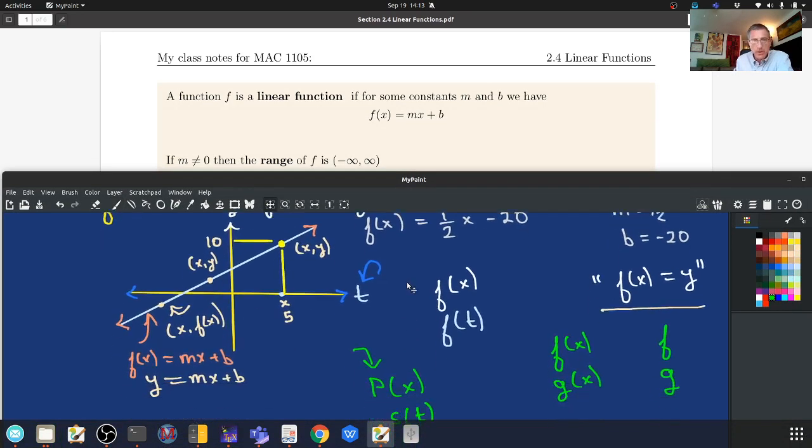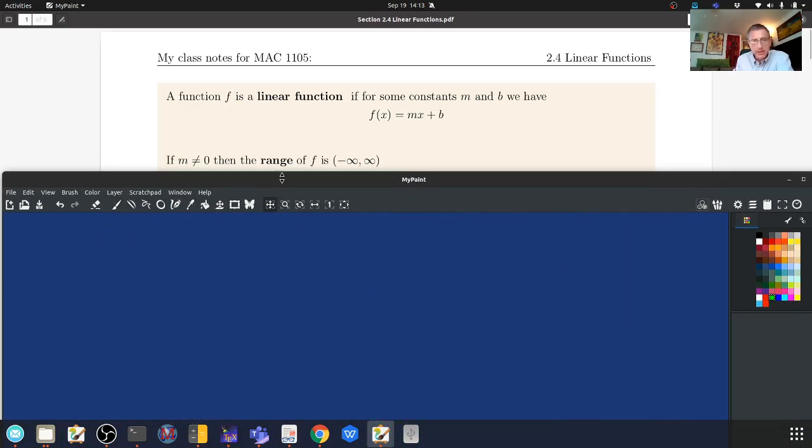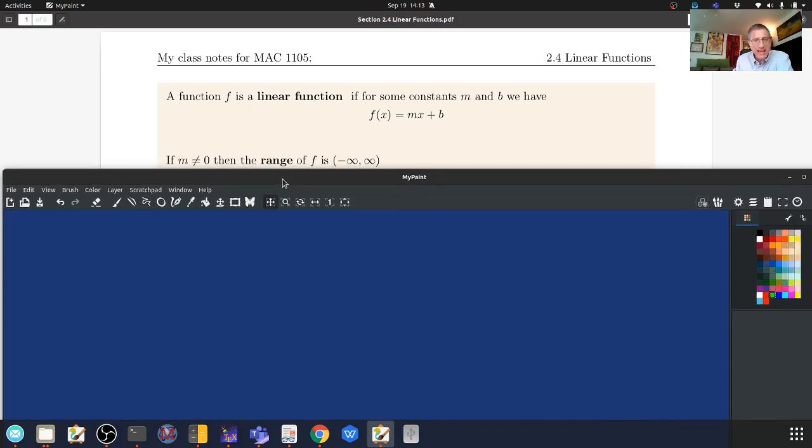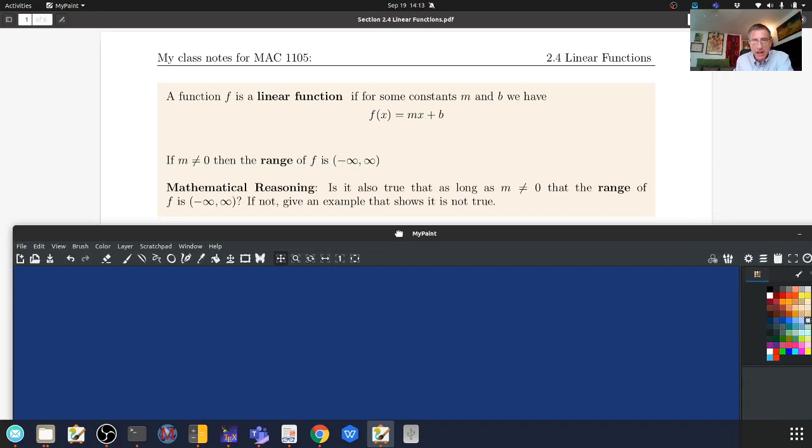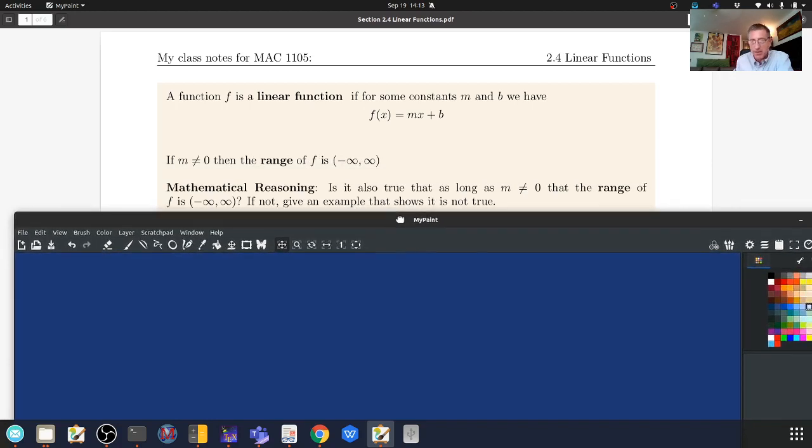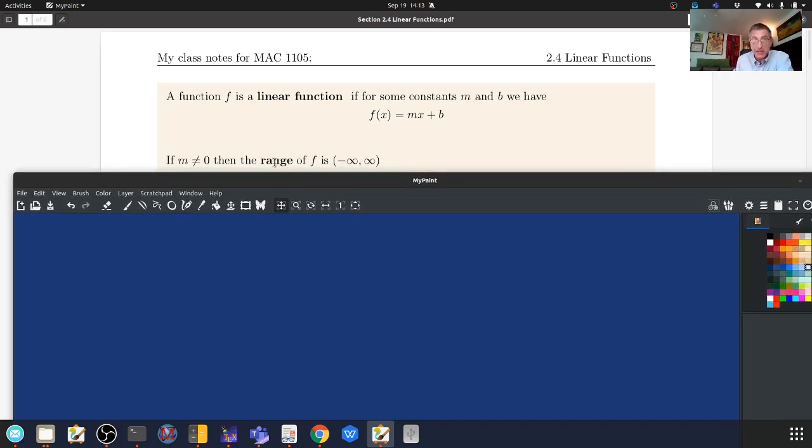So let's move on. Here is an important change. If you downloaded these notes, there was a typo in my notes. Before I said if m is not equal to 0, then the domain of f is minus infinity to infinity. And then oddly enough, down here I start talking about the range. Well, I meant to say the range in both places. I just noticed that, made the change, and uploaded it.